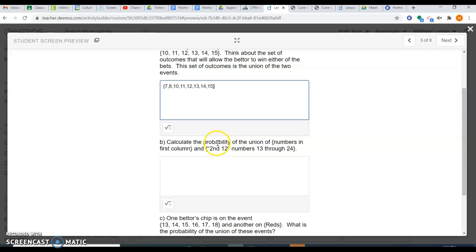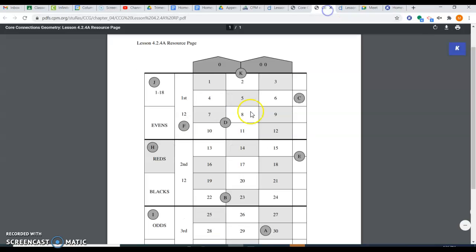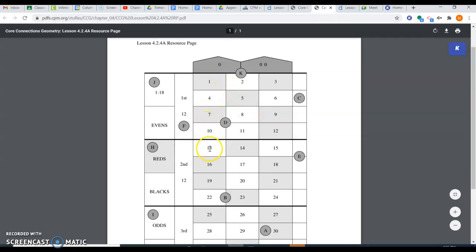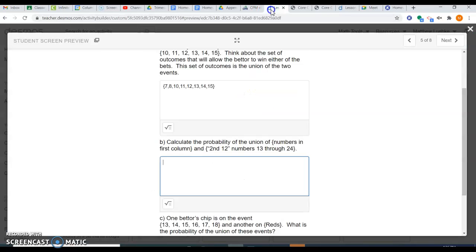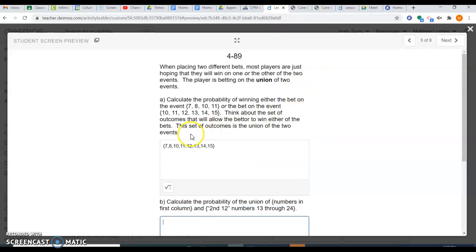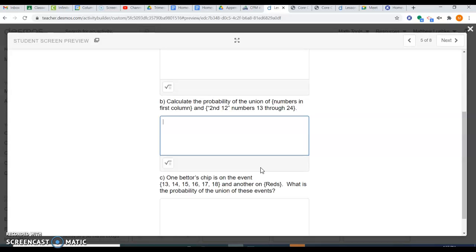Okay? So now we're going to calculate the probability of the union of the first column and the second 12 numbers, so 13 through 24. So the first column is 1, 4, 7, 10, 13, 16, 19, 22, 25, 28. We're looking for that unioned with the second 12 numbers, so 13 through 24. So you're going to do what you did here. You have two sets of numbers. I would write out the two sets first and then try to union them. Okay, and then look at the probability.